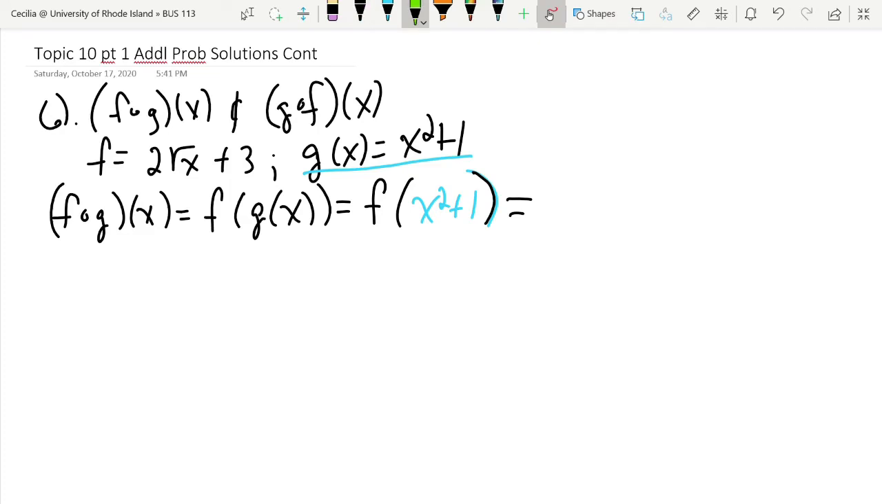Well, f of x says take whatever your input is, put it underneath a square root, multiply by 2 and add 3. So that's what we're going to do. We're going to say 2 times the square root of whatever the input is, plus 3. I just copied over what the function is, and now I'm going to put in what g is. It's x squared plus 1.